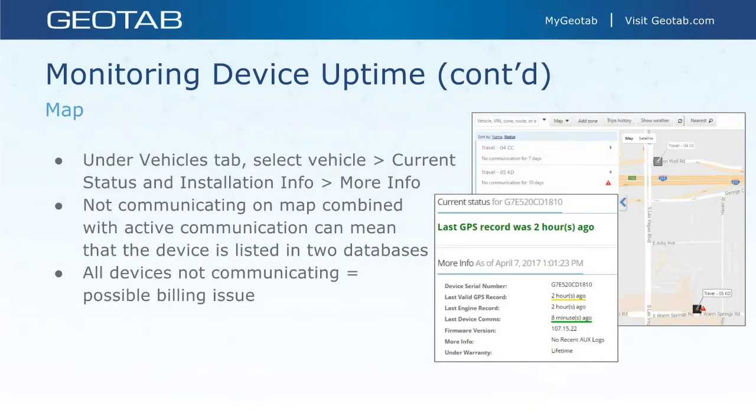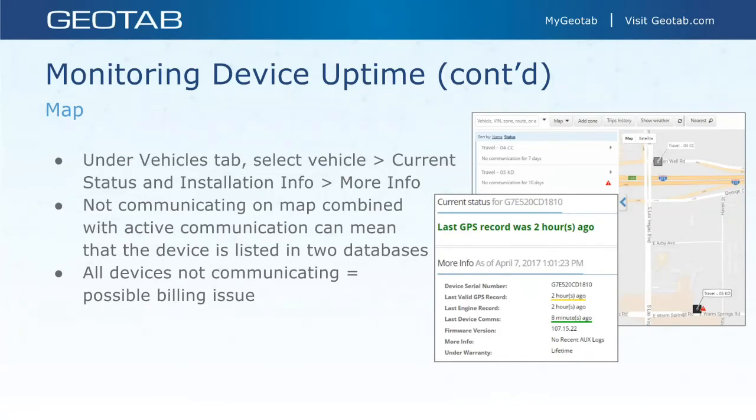Another way, and this is the last example that I have of how you can monitor device uptime, is on the map screen. Now you go to your map screen, you pull up your vehicle location, and like in that example over here on the right, when we have these vehicles listed, it says no communication for 7 days, no communication for 10 days. These are going to be at the bottom of your list of vehicles. So you're going to have vehicles that are driving, vehicles that are stopped, and at the bottom, no communication. That's another way that you can see that.